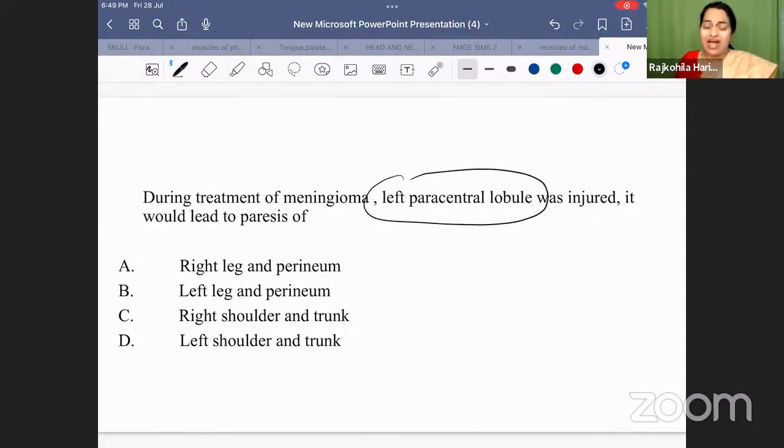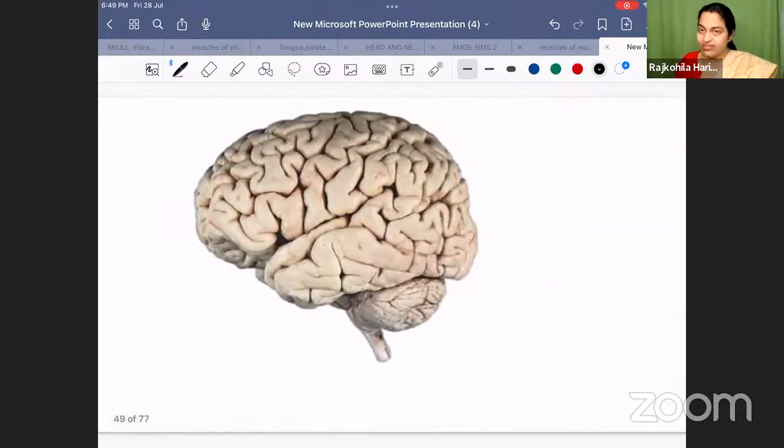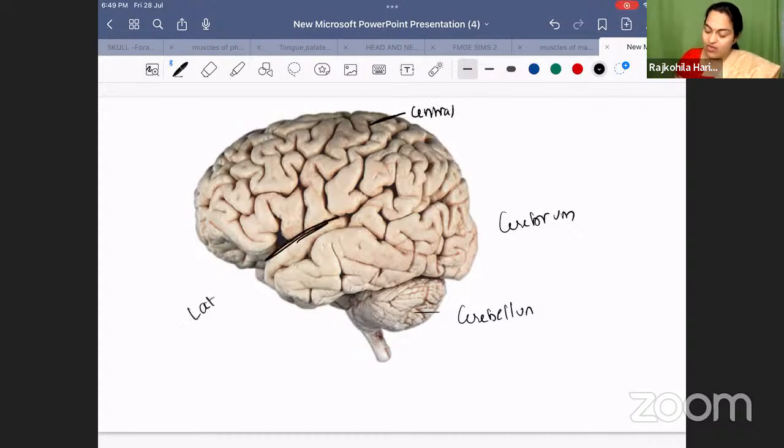So where is this paracentral lobule? Is it here? What is this surface? You see the cerebellum. You see the cerebrum. Show me where the paracentral lobule is. Where is the central sulcus here? This is your central sulcus. This is the posterior ramus of the lateral sulcus. Here, that should be the parieto-occipital sulcus. This is the posterior part of the calcarine sulcus.